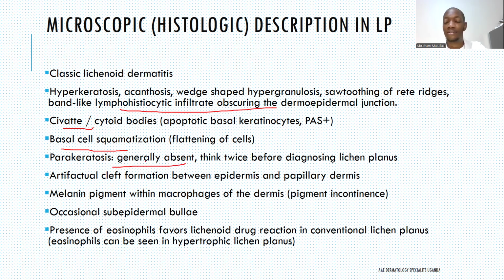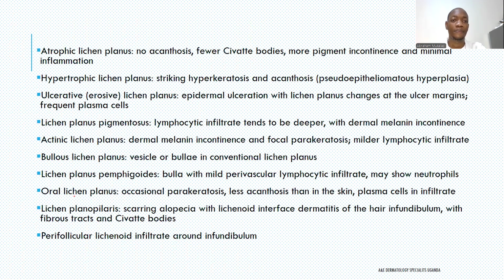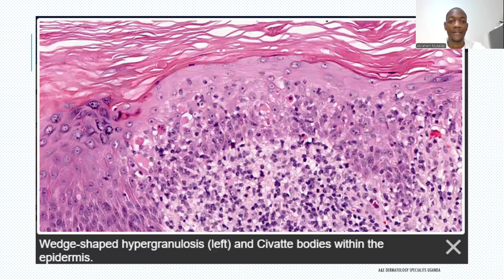So every time you see it, you think twice before you make a diagnosis of lichen planus. Then you can get melanin pigment incontinence and other features. As you can see here, for example, in this histology slide, this is the stratum corneum from here up to there. Then these are what we call the civet bodies. You see these ones? These are the civet bodies. And you have this interface dermatitis.